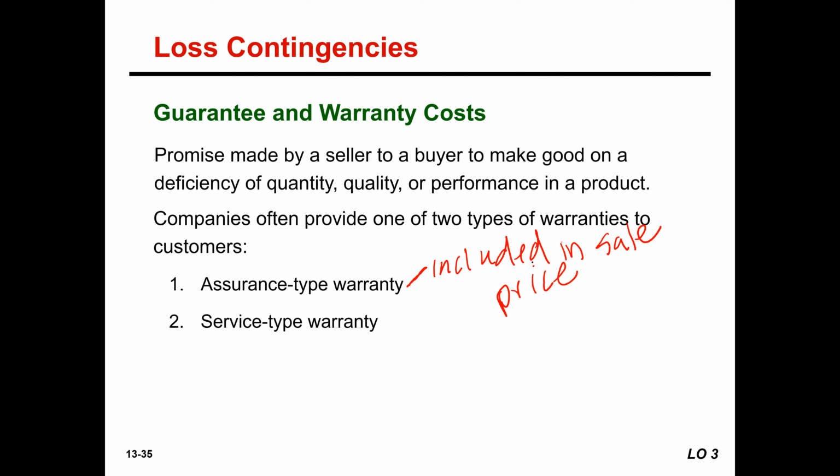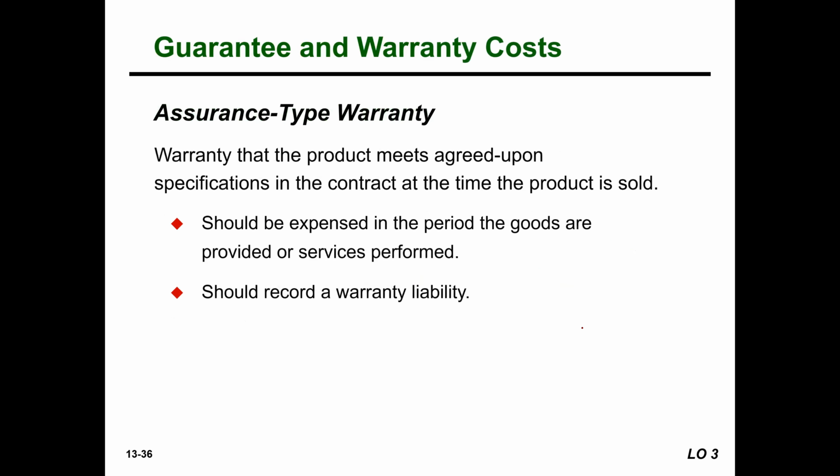The service type warranty is what they charge extra for. So again, you buy a new computer, they tell you when you buy the computer, this computer comes with a 1-year warranty. But do you want to purchase an additional 2-year warranty, right? So that service type warranty is the one they try to charge you extra for. And I think that's what it tells us here.